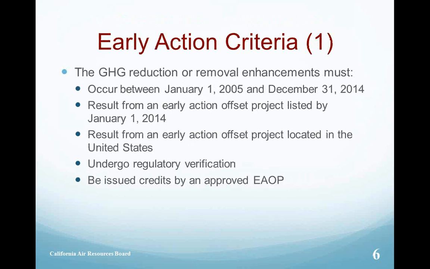So what are the criteria? The reductions must have occurred between January 1, 2005 and December 31st, 2014. They must result from an early action offset project listed by January 1, 2014. We are aware this will create an issue for any new protocols that we adopt in this coming year and are taking steps to resolve that. They must result from an early action project located in the United States. They must be issued credits by an approved early action offset program, and then they must undergo the regulatory verification required by ARB.